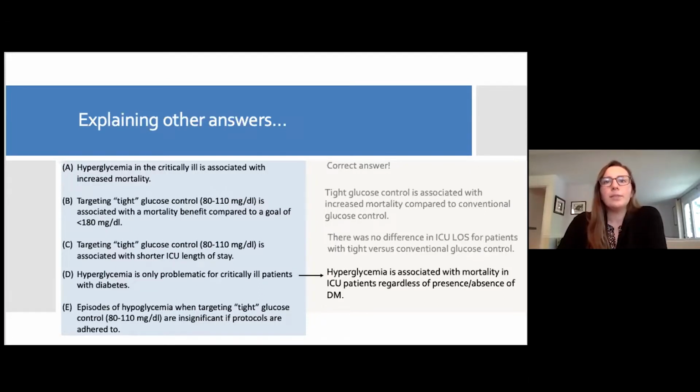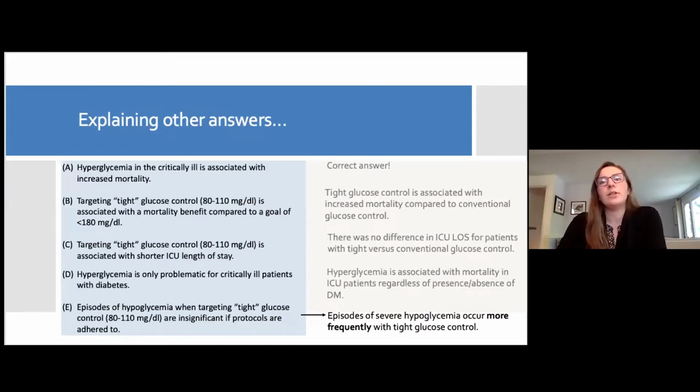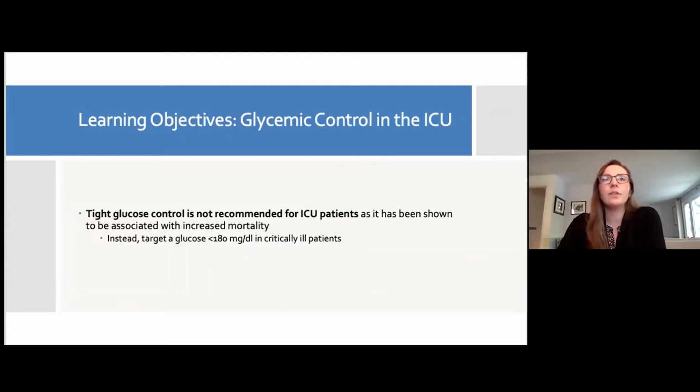D, incorrect, because hyperglycemia is associated with mortality in all ICU patients regardless of the presence or absence of diabetes. And E, we saw that episodes of severe hypoglycemia occur more frequently when we have tight glucose control. Our learning objective here is that tight glucose control is not recommended for ICU patients and has been shown to be associated with increased mortality. Instead, the recommendation is for a target glucose of less than 180 in critically ill patients.